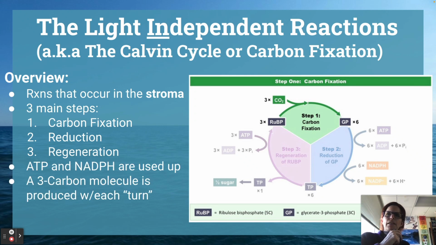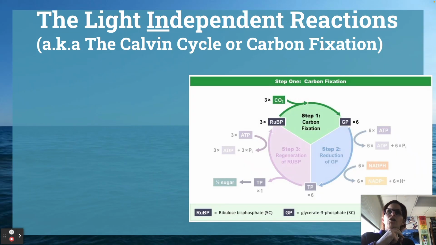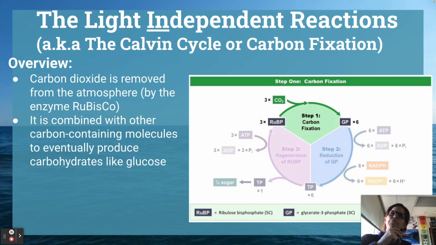ATP and NADPH get used up in the process, and a three-carbon molecule, you're going to see it in just a second, gets made every one turn. So how many turns does it take to make glucose? Two turns, because glucose has six carbons.